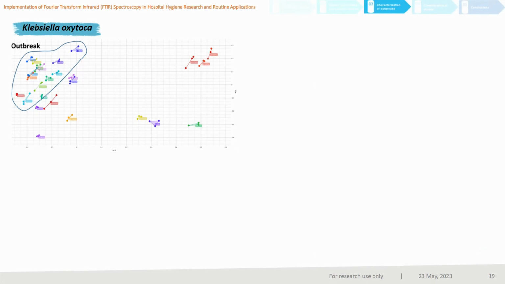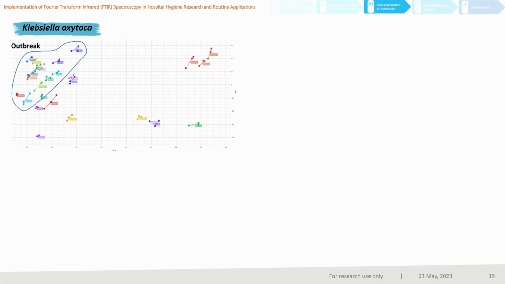Now let's see the same representation obtained by PCA. In this visualization, there is a group of isolates here, but it seems that some isolates are quite close together, and it would have been difficult to decide if they were related or not to the outbreak only with this visualization. In PCA, it's very important to explore all possibilities.